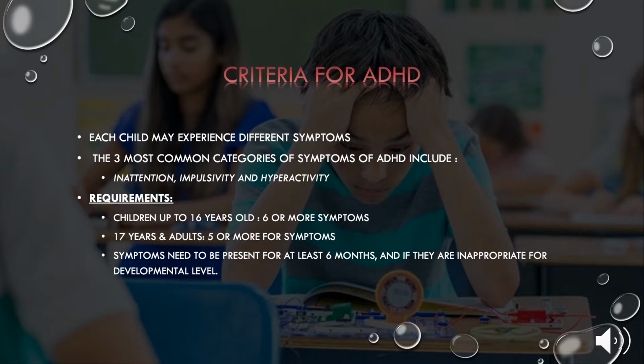Some main requirements are children up to 16 years old need to have 6 or more symptoms. 17-year-olds and adults need to have 5 or more symptoms. These symptoms need to be present for at least 6 months, and they need to be inappropriate for the development level of the person.